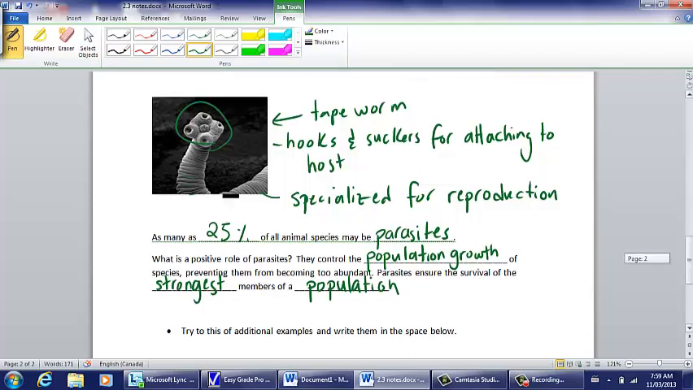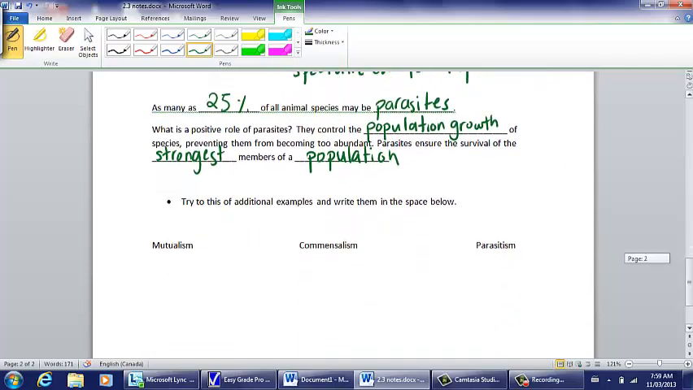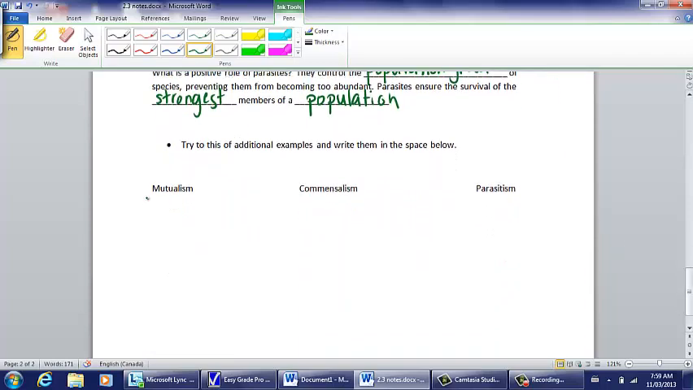So those are the three different types of symbiotic relationships. Mutualism, when they both benefit. Commensalism, when one benefits and the other doesn't notice. And parasitism, when one benefits and the other one is harmed. I'd like you to think of some additional examples of each, and have them for class next day.